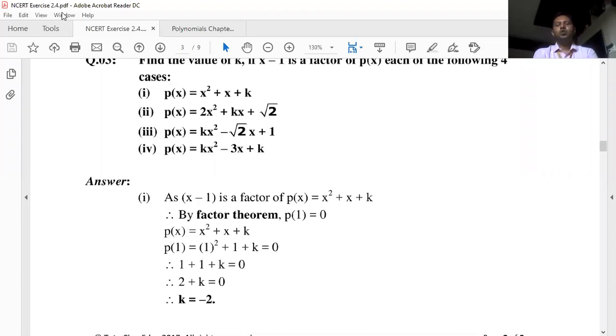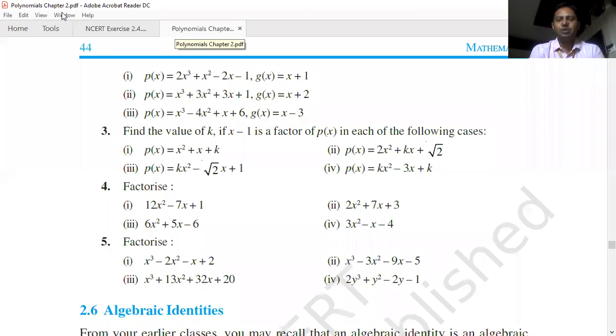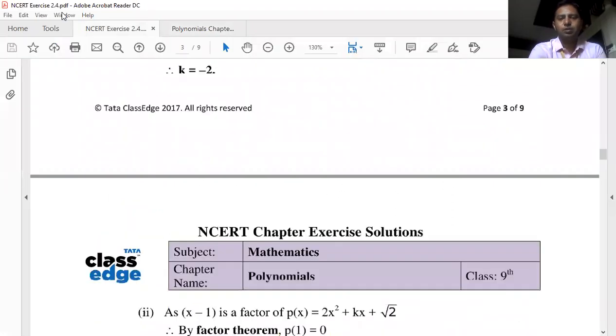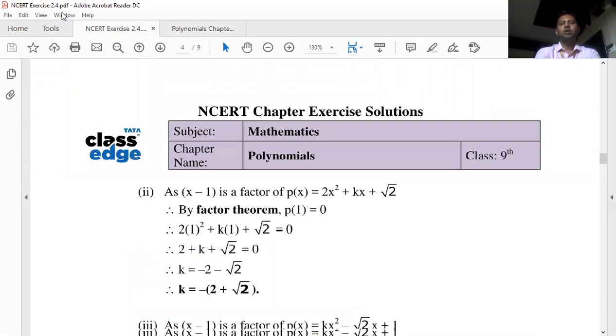2x square plus kx plus root 2. While substituting x is equal to 1 in 2x square plus kx plus root 2, we'll get this: P of 1 is equal to 0.